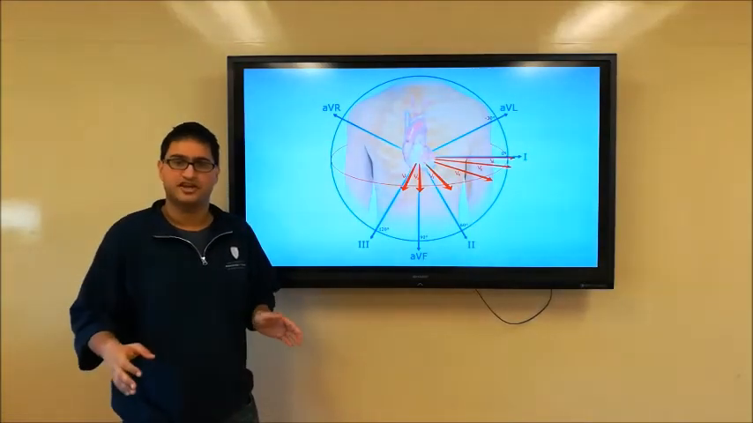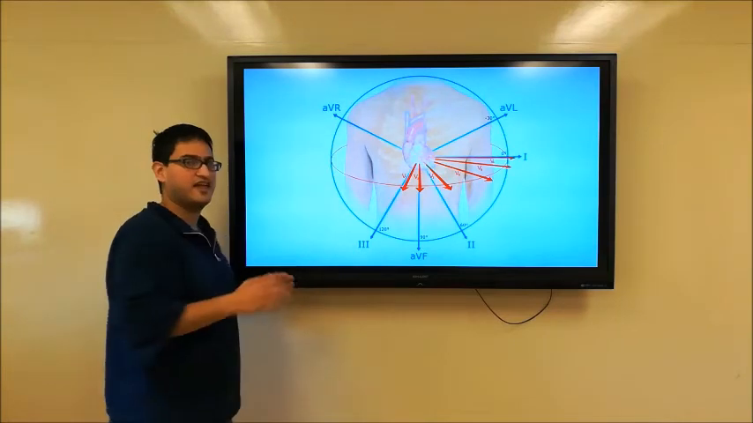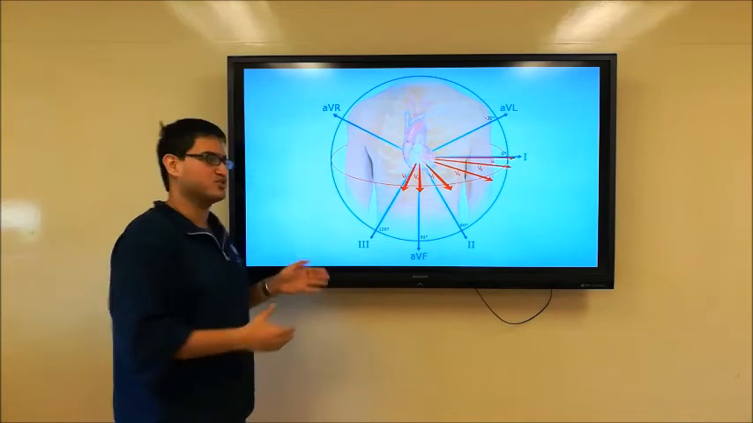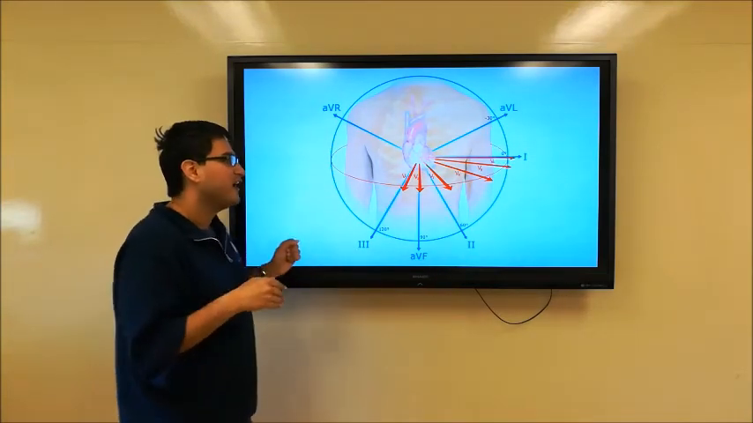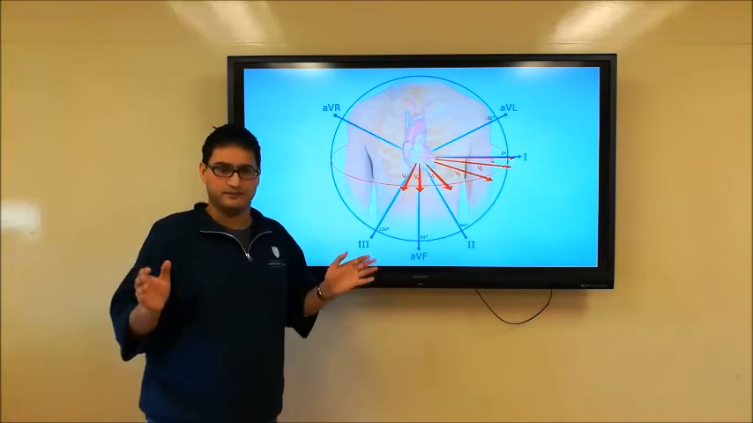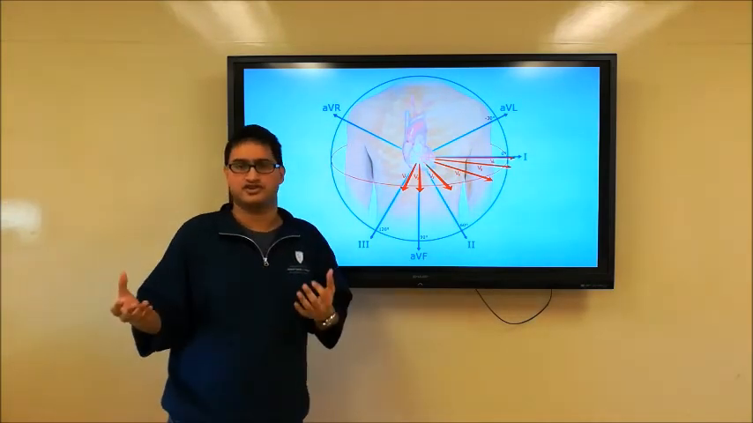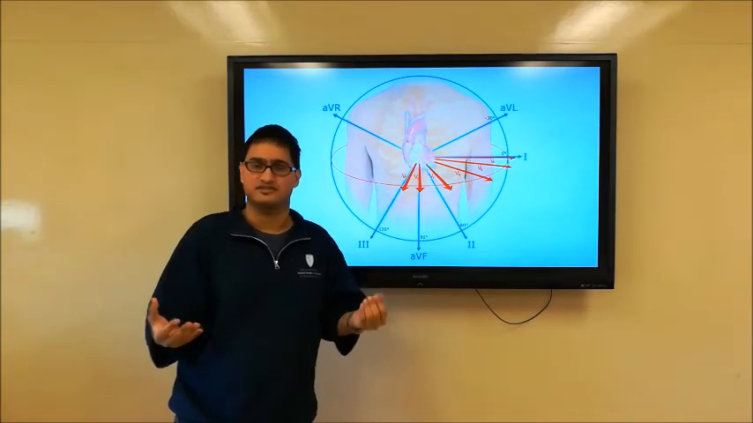So now, let's take a look at this image. This image overlays the hexaxial leads and the precordial leads on the same image. This is important because a 12-lead EKG lets us visualize electrical activity moving not only in the frontal plane, but also in the transverse plane. And this is really important because the heart exists as a 3D structure, so of course, the electrical activity will have to move in a 3D direction.